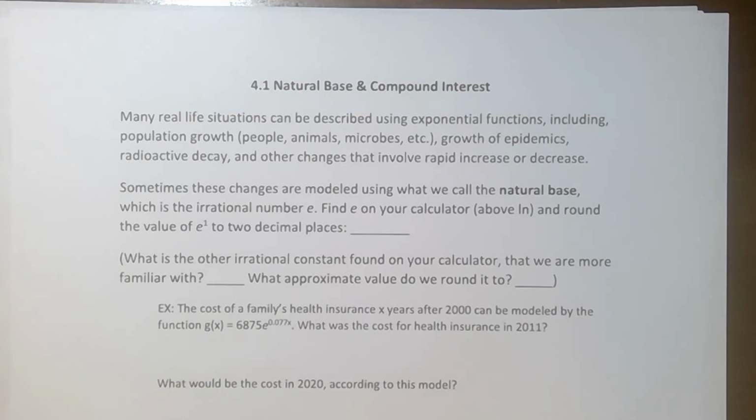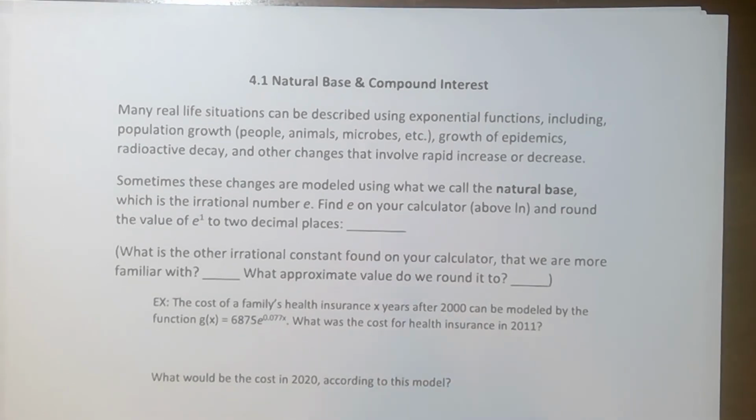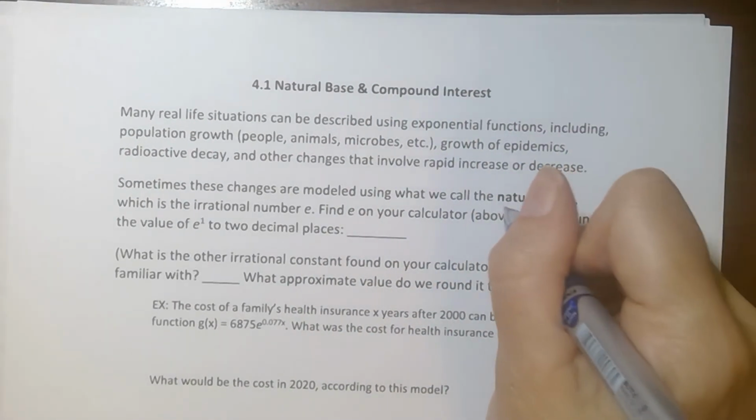You've seen a lot of graphs. This is summer of 2020 right now. You see lots of graphs with the COVID-19 growth rates. Radioactive decay. So there's our exponential decay, where you start talking about half-lives and things like that. Other changes that involve rapid increase and decrease can be tracked using our logarithmic and exponential functions. Sometimes these changes are modeled using what we call the natural base.